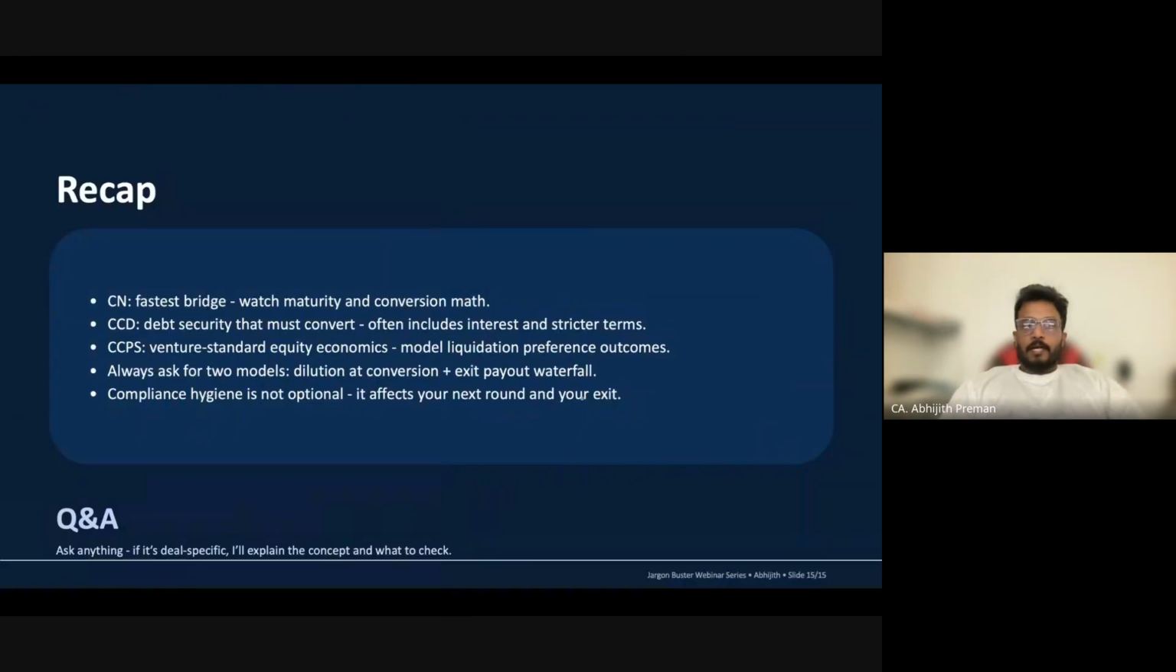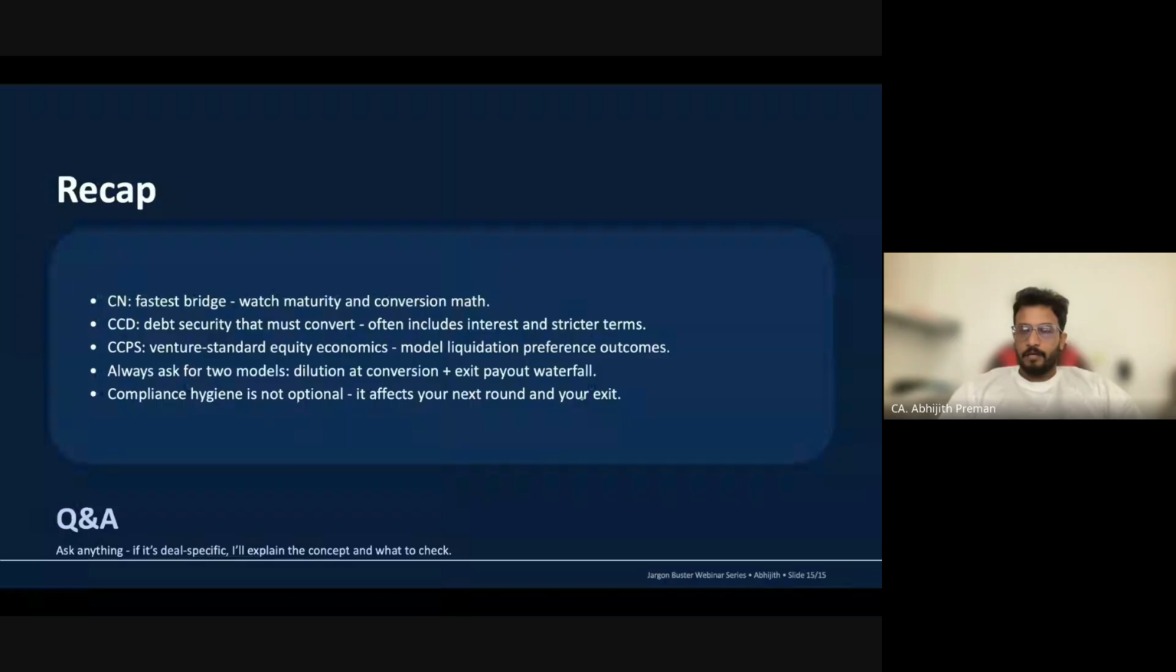So a quick recap. Convertible note is the fastest bridge. Watch maturity and conversion math. CCD, debt security that must convert. Okay, so it's compulsorily convertible. Often includes interest and stricter terms. CCPS, venture standard equity economics, model liquidation preference outcome.